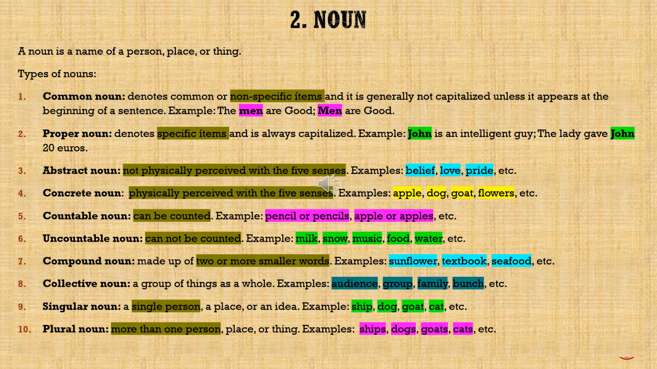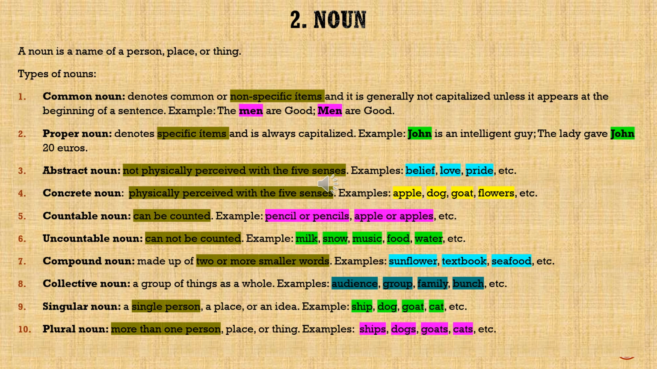2. Proper noun. A proper noun denotes specific items and it is always capitalized. For example, in the sentences, "John is an intelligent guy," and "the lady gave John €20," John is capitalized regardless of his position in the two sentences. Examples of proper nouns are names of people, places, and things. For example, Christopher, Moses, John, Dublin, London, Paris, Russia, Argentina, etc.